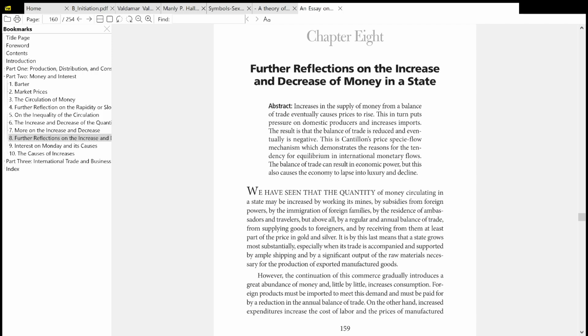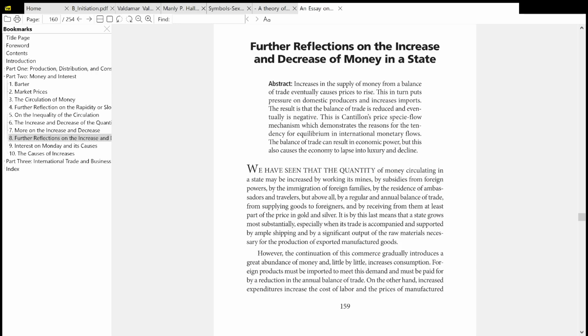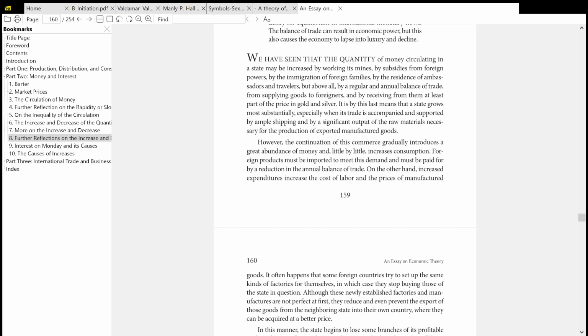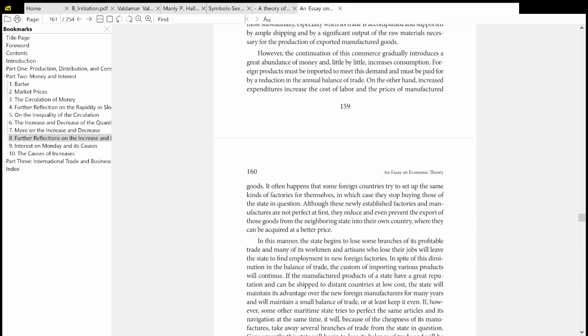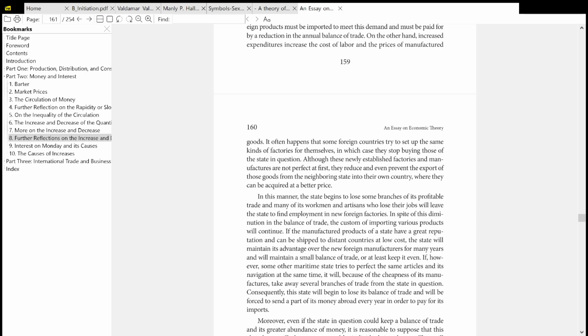Foreign products must be imported to meet this demand and must be paid for by the reduction in annual balance of trade. On the other hand, increased expenditures increase the cost of labor and the prices of manufactured goods. It often happens that some foreign countries try to set up the same kinds of factories for themselves, in which case they stop buying those in the state in question.